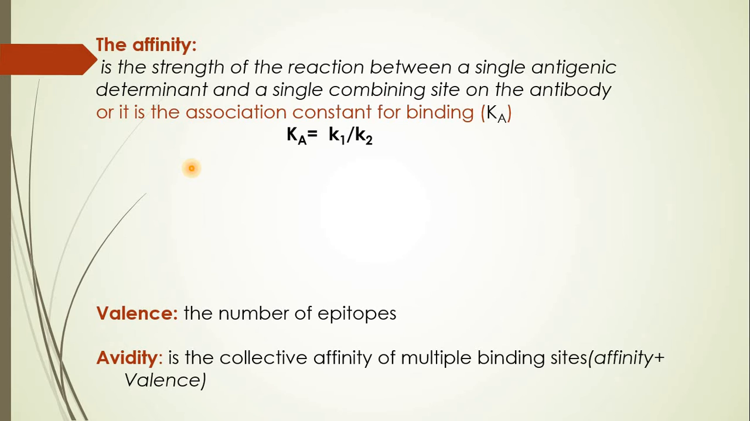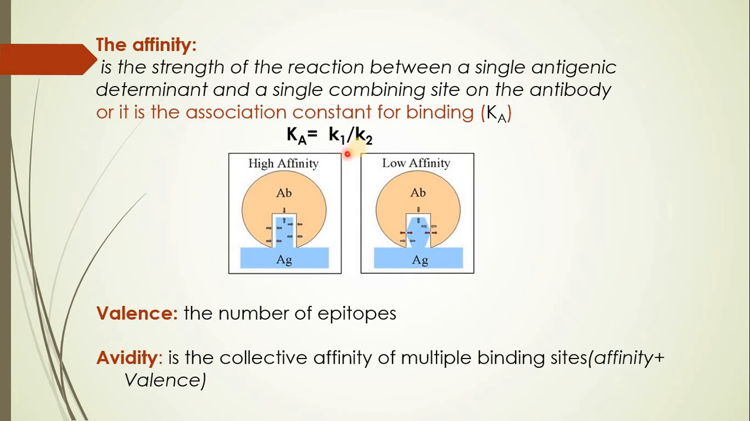This can also be said to be an association constant for binding and is represented by Ka. So what is Ka? Ka is equal to the constant of association, that is K1, upon the constant of dissociation, that is K2. So K2 should always be less than K1. Then here is the pictorial representation.